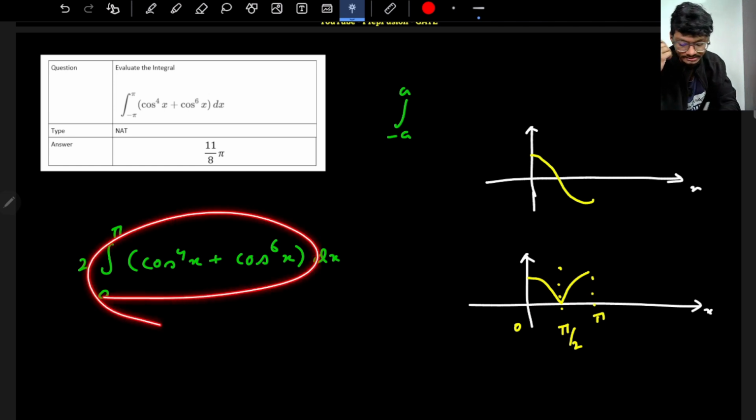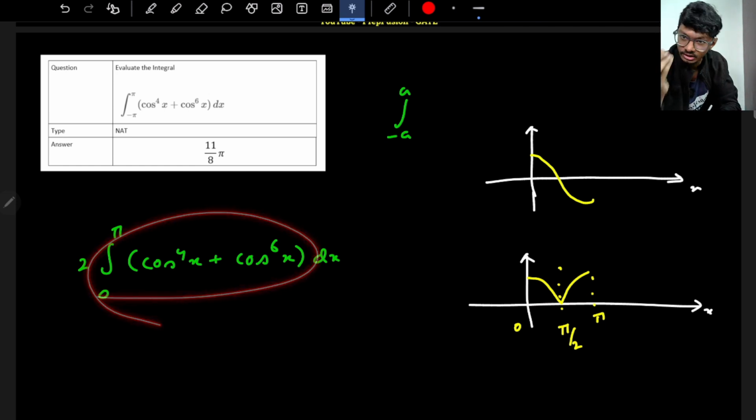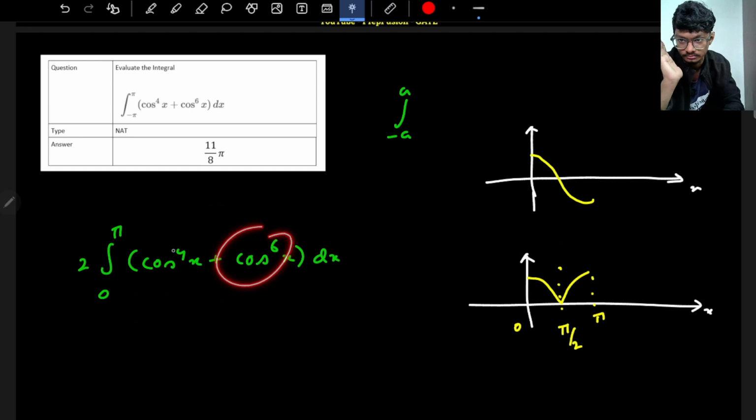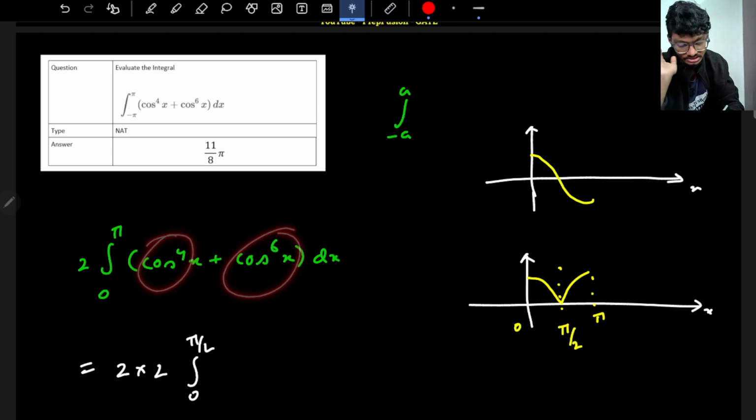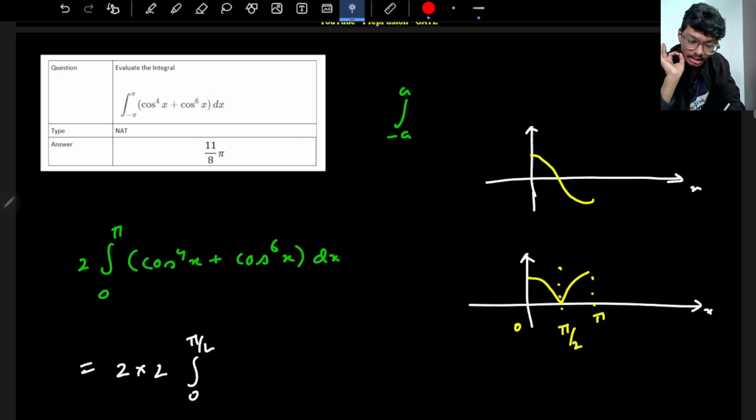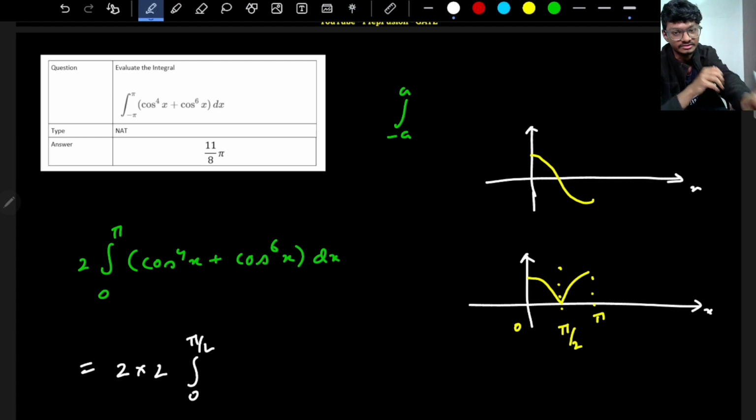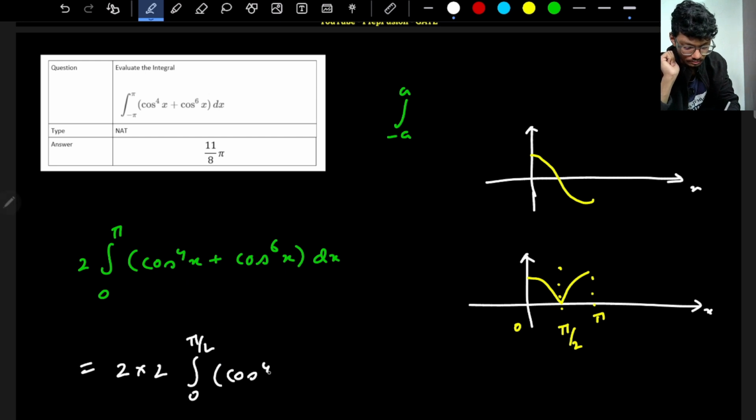So I can rewrite this. These are all even powers, and for even powers, it will always be symmetrical about the point pi by 2. That's why I can rewrite this as 2 into 2, 0 to pi by 2, because both will be symmetrical about pi by 2. I hope I have explained graphically how I am able to do this conversion, because many educators don't tell you this, they directly write it, and you don't understand the concept behind it. So this will be the integral of cos raised to power 4x plus cos raised to power 6x dx.